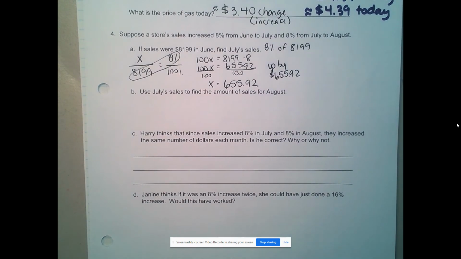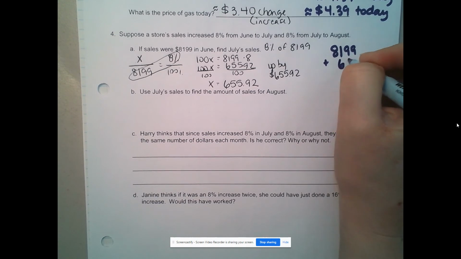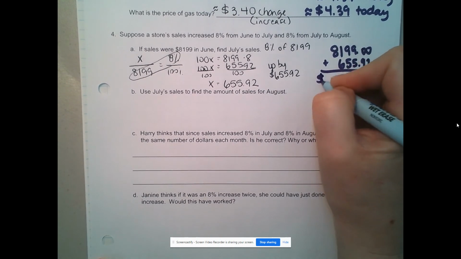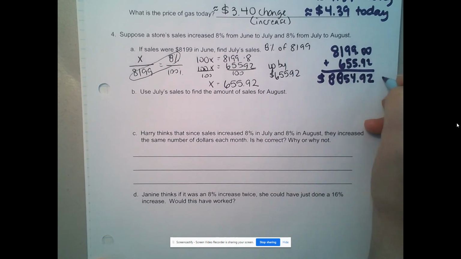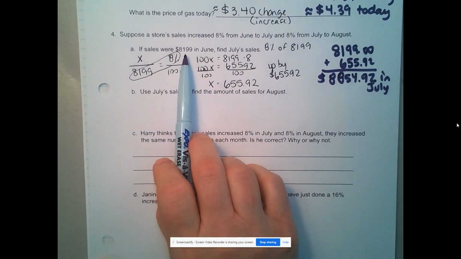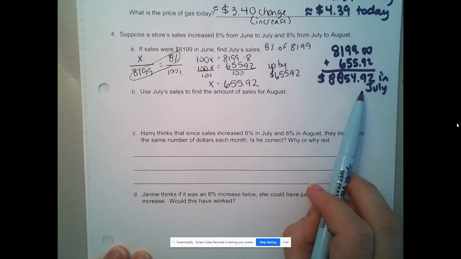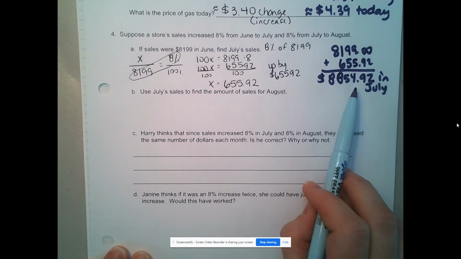$655.92. So off to the side, we're going to add the $8,199 plus the new $655.92. So the sales were $8,854.92 in July. So June was $8,199. 8% of that was an extra $655.92. So in July, we're up to $8,854.92.